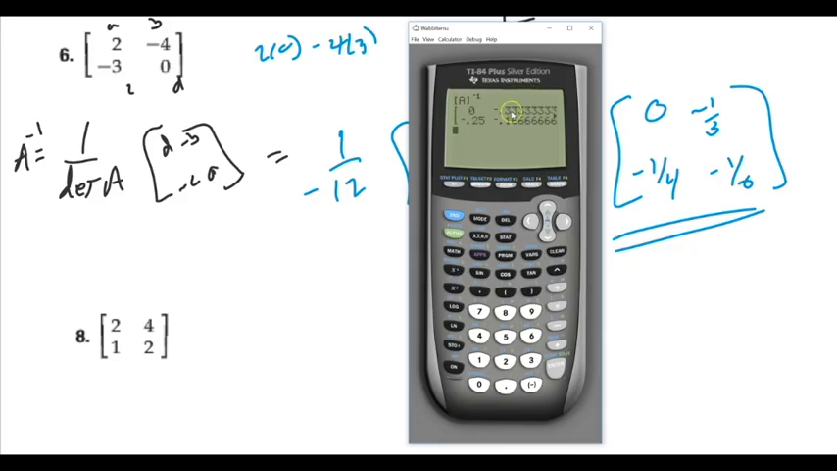There's the inverse. But I don't use long decimals. What we're going to do is make that a fraction. Very simple. Just go to math. You see how the first one says arrow fraction? What that does is it makes your answer into a fraction, if it can be turned into a fraction. There we go. 0, negative 1/4, 1/3, negative 1/6. Same thing I got right there.